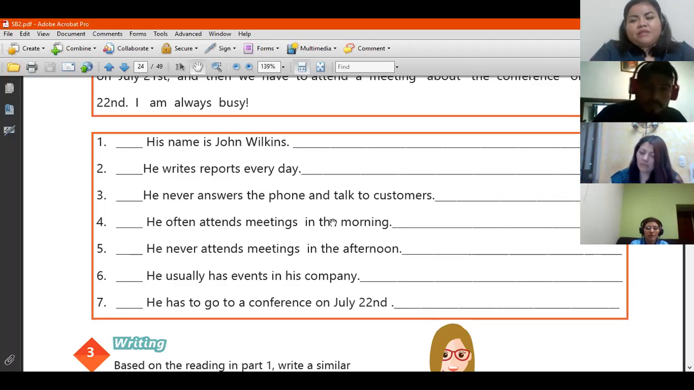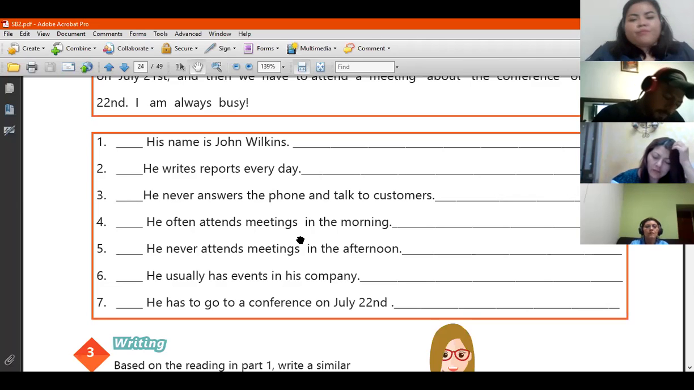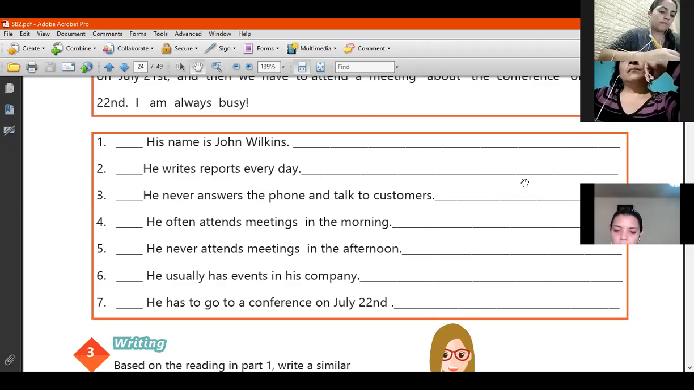Number three, please, Carmen. Read the statement and tell me if it's incorrect or not. Number three, he never answered the phone and talked to customers. It's false. Okay, why? Yes. Tell me the correct form. He always answered the phone and talked to potential employees. Very good. He always answers the phone and talks to potential employees. Excellent job, Carmen. Let's see here. Ana Gabriela, number four.